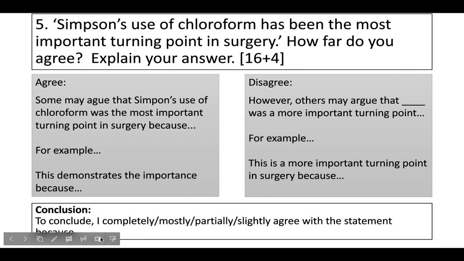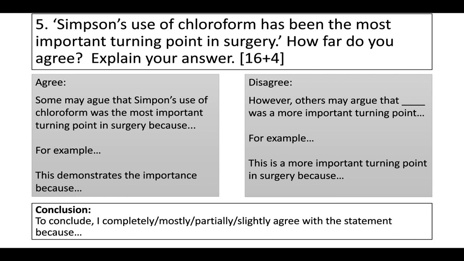Okay, and then again, let me just go back to this judgment paragraph. We're calling it a conclusion, but I like to call it a judgment, because you need to make a judgment, and you need to say how far you agree. It doesn't ask you, do you agree? It asks you how far you agree. Okay, so you need to say something like completely, mostly, partially, slightly. So there is the how far bit. Choose one of those words, and then a little explanation. That last paragraph, that conclusion, can be one or two sentences. It doesn't need to be a full paragraph.